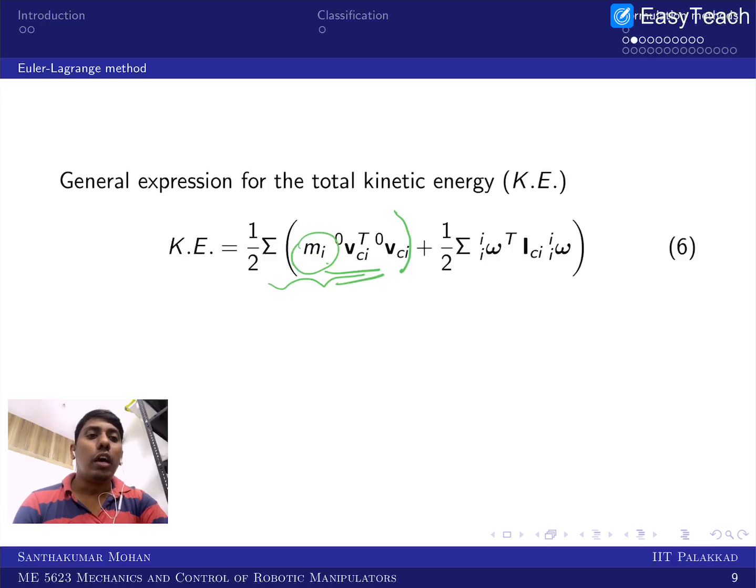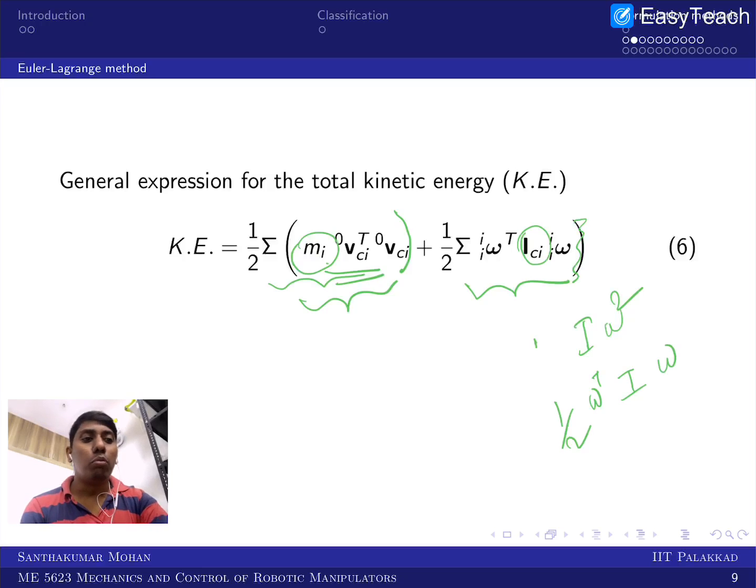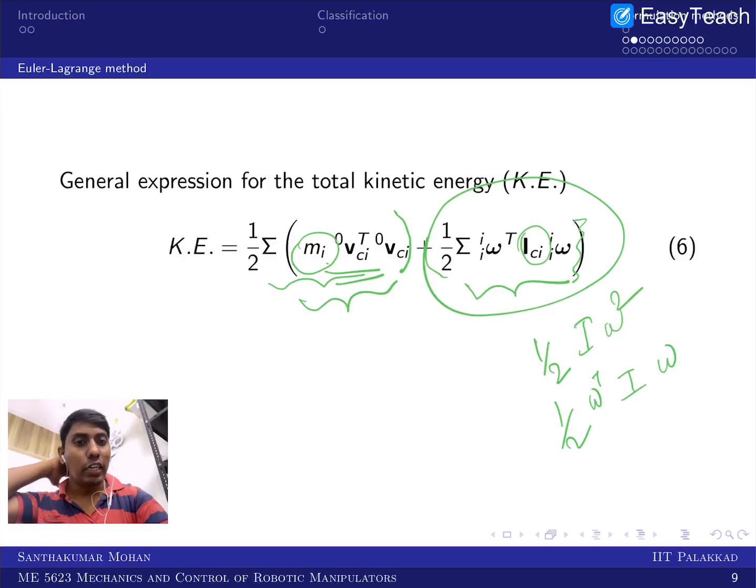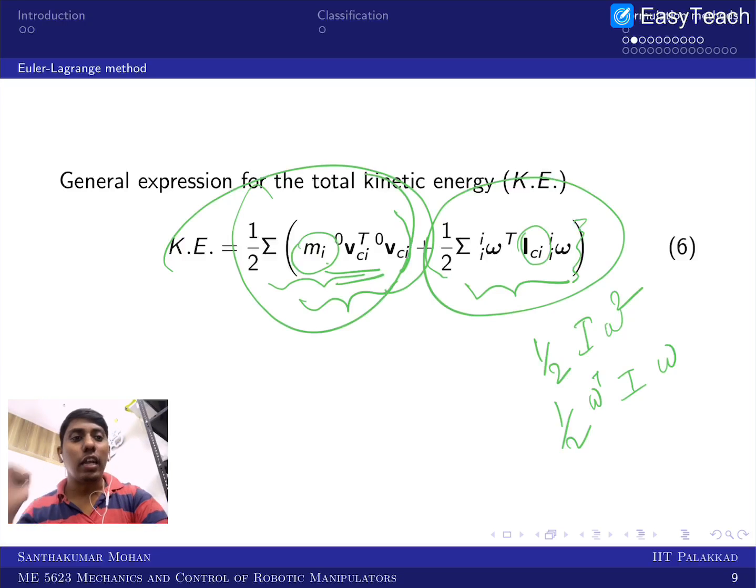So now you can see this bracket is not here. I will correct it and upload it on Moodle. But right now you can see this is the correct form. This is the kinetic energy due to the translational mass, and this is the kinetic energy due to the rotational mass. This rotational term I can write as I omega squared if it is a scalar quantity. Now it is a vector, omega transpose, and I is a matrix, then it comes out like this. So this is the rotational kinetic energy, and this is the translational kinetic energy.